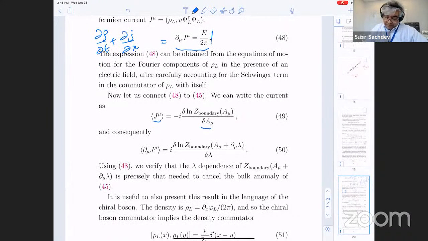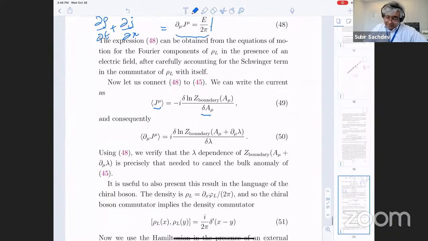Okay, so now if I apply this, if I change mu, so just apply this rule to evaluate this, take d by d lambda, well, I'll get j mu, but then I have to integrate by parts in the d mu, so I'll get d mu j mu is equal to this. So if d mu j mu is 0, which is the usual situation, then the boundary partition function has no dependence on lambda, i.e. it's gauge invariant.